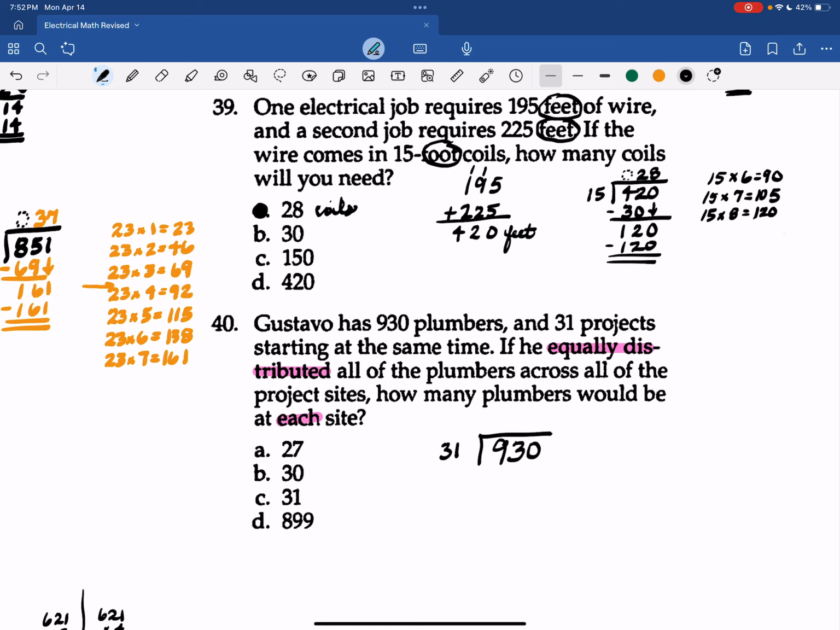Okay, 31 will not go into 9. And 31 into 93, I'm going to guess 3 times. And that's it. But be careful. You have not yet used that 0. 31 into nothing is nothing. And now everything has been used. So I like 30. And this is talking about plumbers.